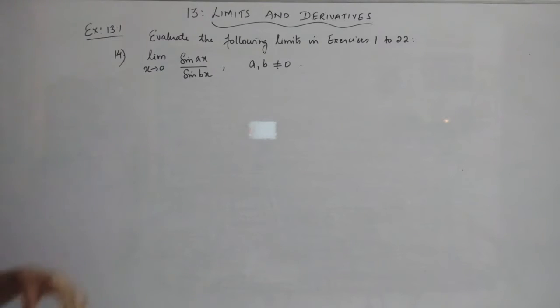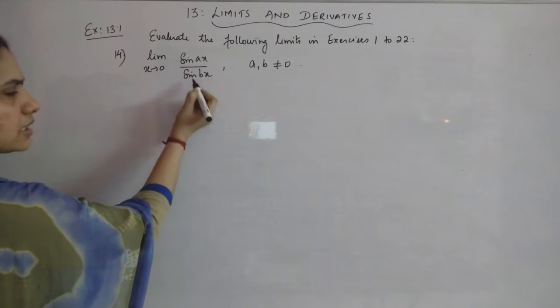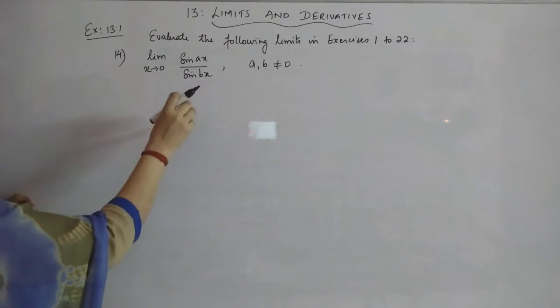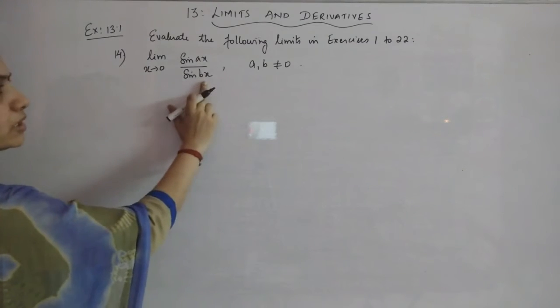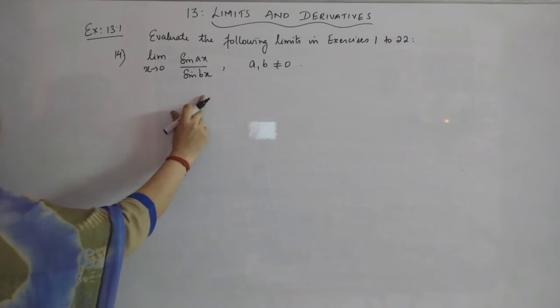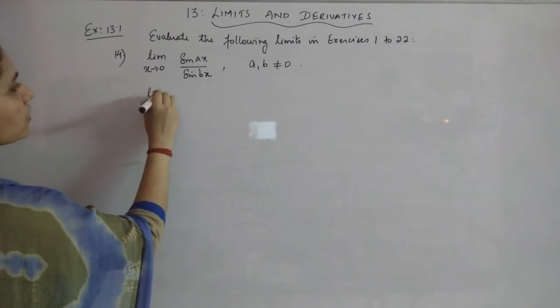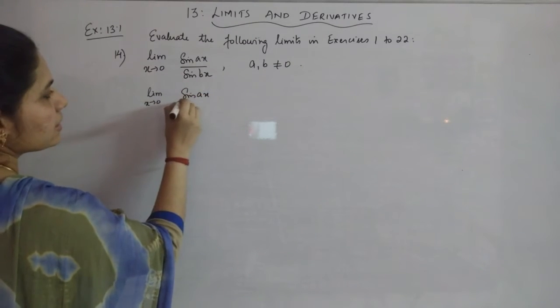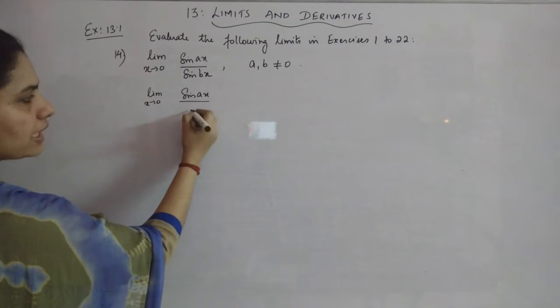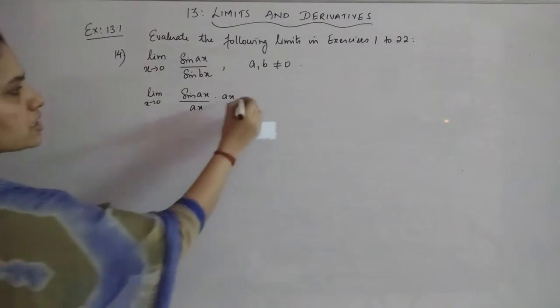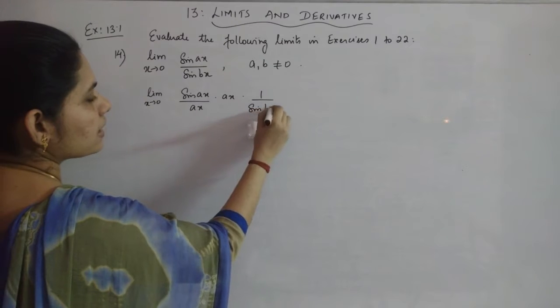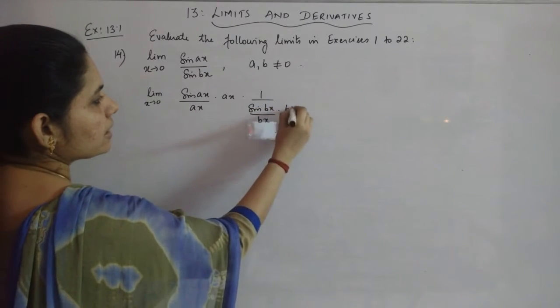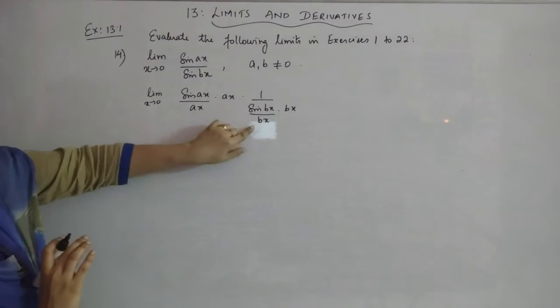Now question number 14 is limit x tends to 0 sin ax by sin bx, where a and b are not equal to 0. Now for this, again you have sin ax, so if you are getting the same angle in the denominator, you can apply the result. Again you have one more term which is sin bx in the denominator, that means its denominator should have a term like bx. So what we are doing is we are writing limit x tends to 0 sin ax by, we are just multiplying and dividing with ax here, into 1 by sin bx. Again we are multiplying and dividing with bx for sin bx, denominator and numerator.